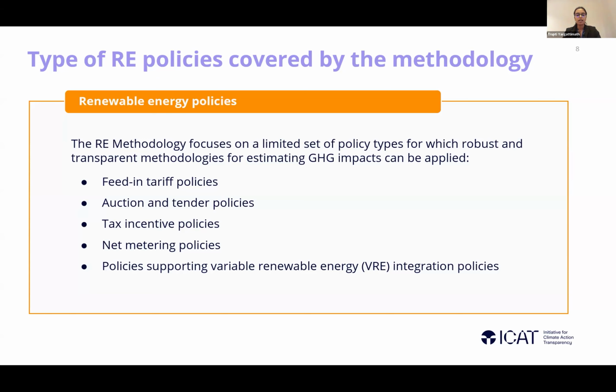So the net metering policy allows electricity consumers who also generate their own energy to feed excess back into the grid. And for this, they would typically receive a credit. And finally, the variable renewable energy integration policies support technologies and system upgrades, such as battery storage, for example, to help integrate variable renewable sources such as solar and wind into the electricity system. One important point to note is that the policies and methodology that we have presented in the guide apply mainly to electricity that is being fed into the grid.